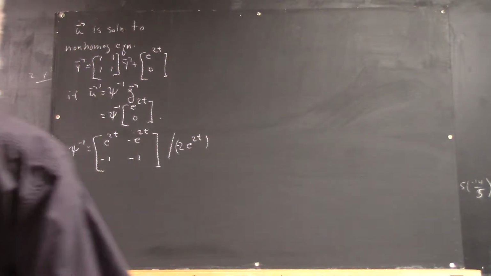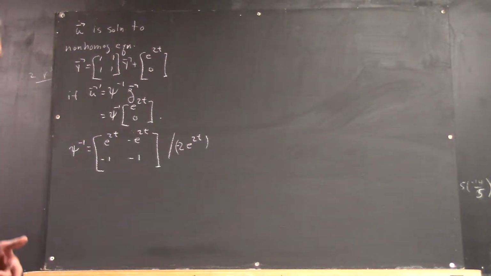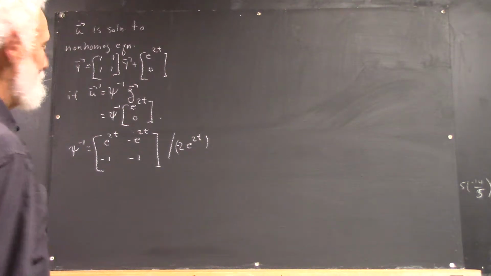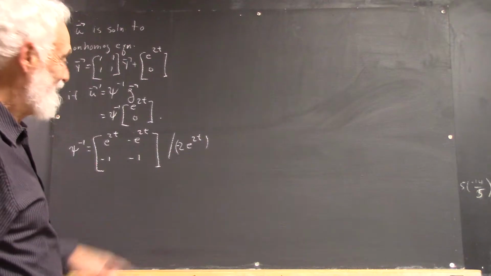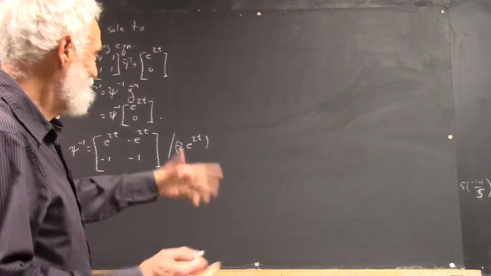Okay, so that's very easy to invert psi. Take our psi matrix and flip these two and then make these two negative. And then divide by the determinant. And Eddie Full knows that, right?